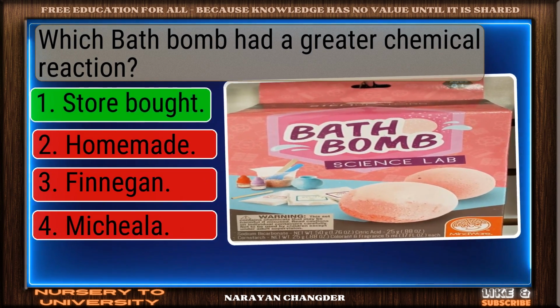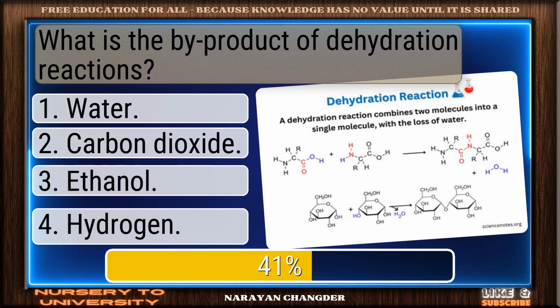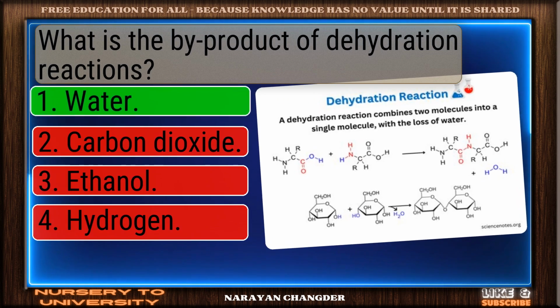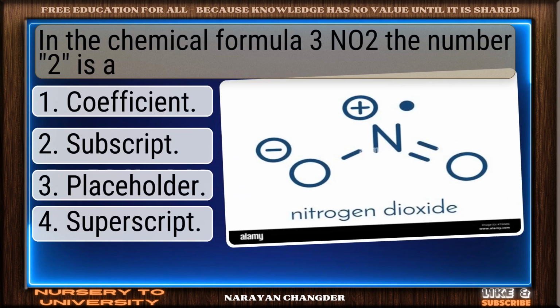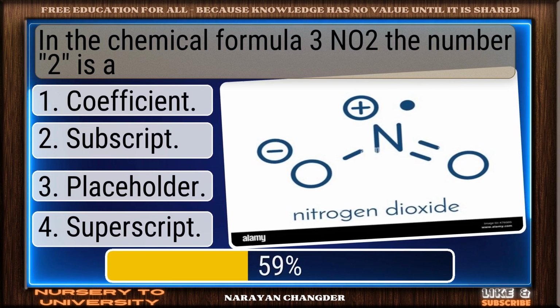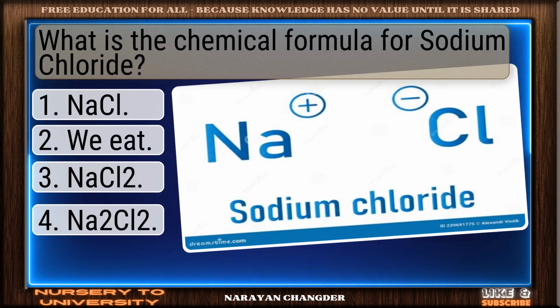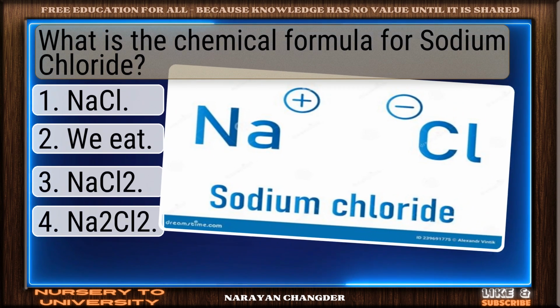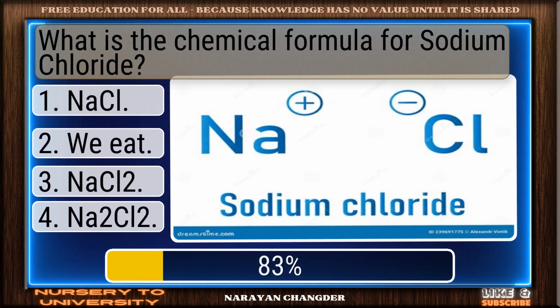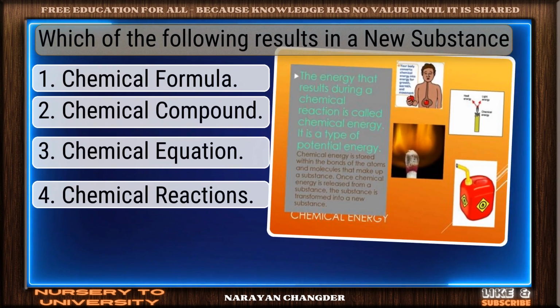Which bath bomb had a greater chemical reaction? Store-bought. Well done. What is the byproduct of dehydration reactions? Excellent reasoning. Water. In the chemical formula 3NO2, the number 2 is a ___? Perfect choice. Subscript. What is the chemical formula for sodium chloride? Right, NaCl. Which of the following results in a new substance?